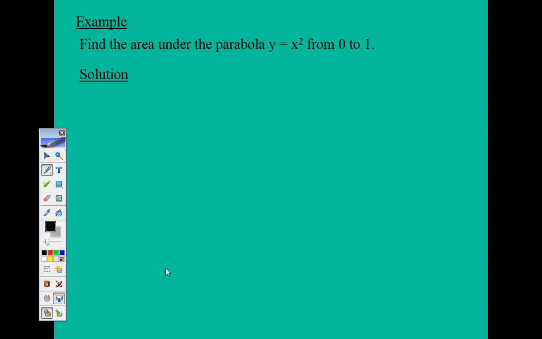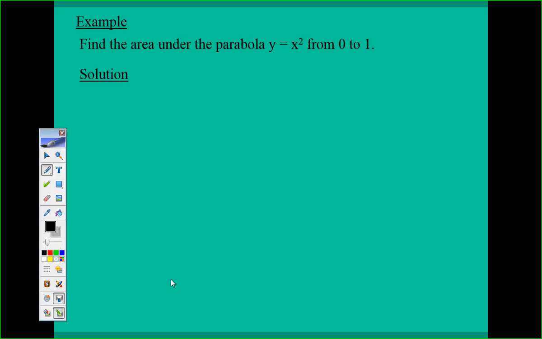Find the area under the parabola x squared from 0 to 1. Again, we can use the fundamental theorem to find the area under the curve from 0 to 1. And we had set up the integral this way. That's finding the area under the curve of x squared from 0 to 1. So the antiderivative of x squared is x cubed over 3, and we're going to evaluate that from 0 to 1. So we would have 1 cubed over 3 minus 0 cubed over 3, which is 1/3.